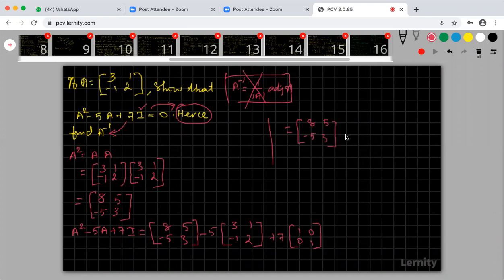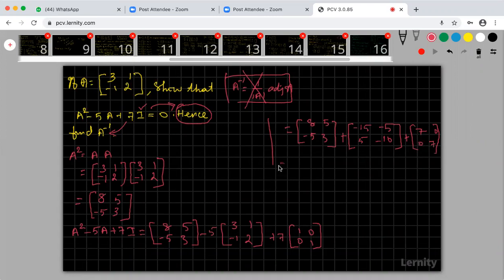Okay. And this is, you just multiply this minus 5 here inside. Apply minus 5, that is multiply minus 5 to all the elements. Therefore, the answer is minus 15 minus 5. This is plus 5. This is minus 10. Okay, plus multiply this 7 inside. Therefore, this is 7. This is 0. This is 0. This is 7.